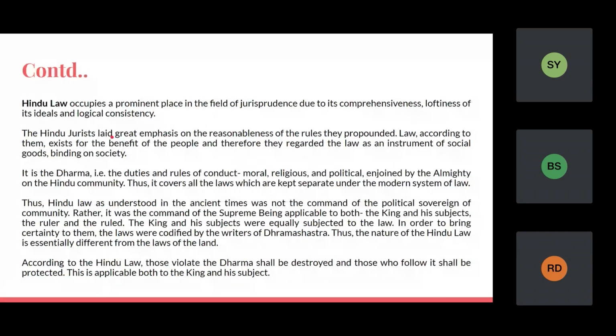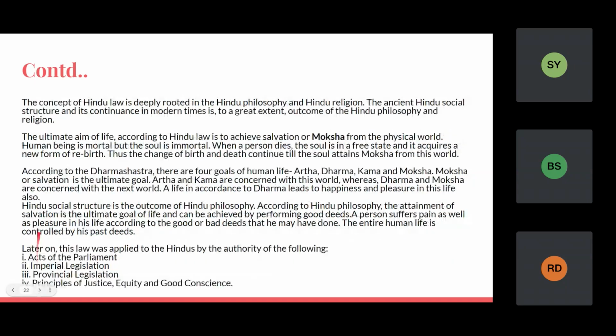So Hindu law occupies a prominent place in the field of jurisprudence. They basically put their focus on dharma, which is nothing but duties, rules, and all of that. Based on the principles of dharma, dharma is to be the supreme thing which even the king is supposed to follow. When any dispute comes before him, he is supposed to weigh both the sides by placing them in the common balance of dharma.